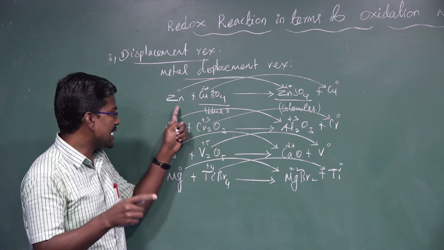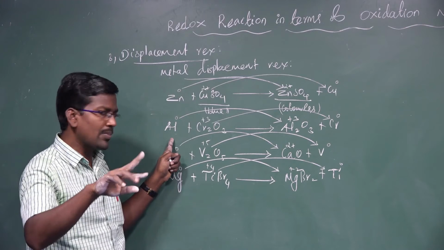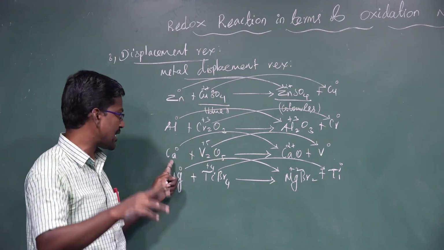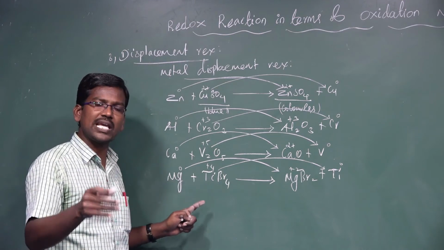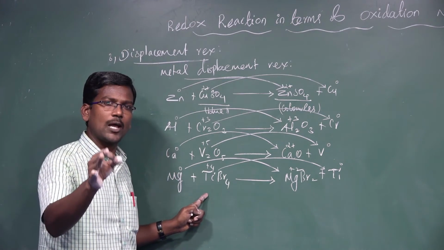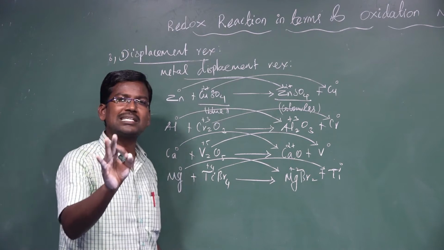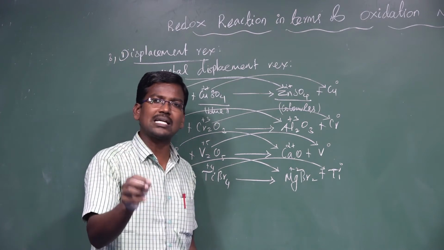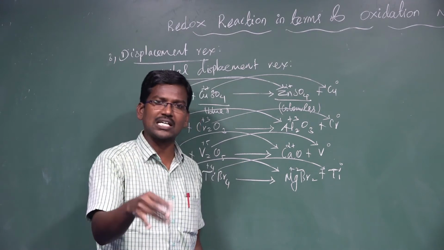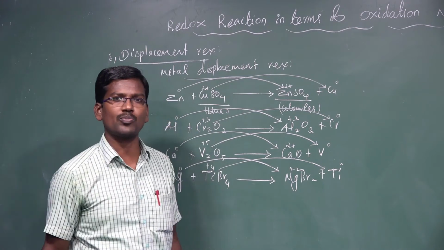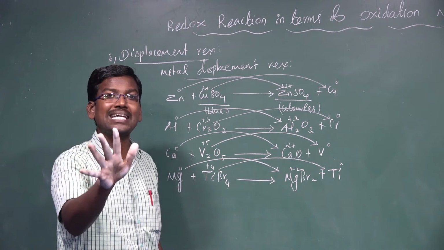That's why zinc displaces copper from copper sulfate, aluminum displaces chromium from chromium trioxide, calcium displaces vanadium from vanadium monoxide, and magnesium displaces titanium from titanium tetrabromide. In this metal displacement reaction, one metal displaces another metal contained in a compound. So a more reactive metal displaces a less reactive metal from the compound or solution, known as a metal displacement reaction.